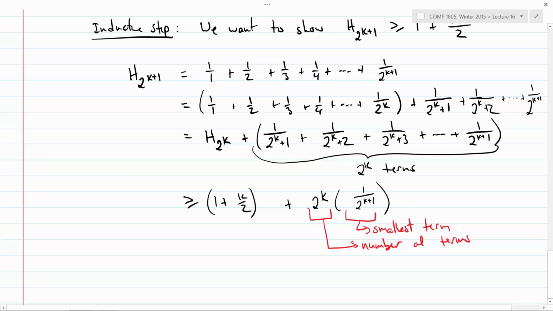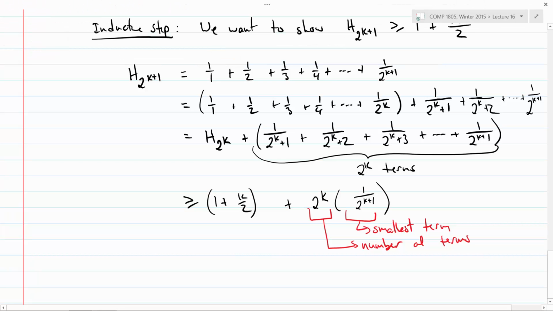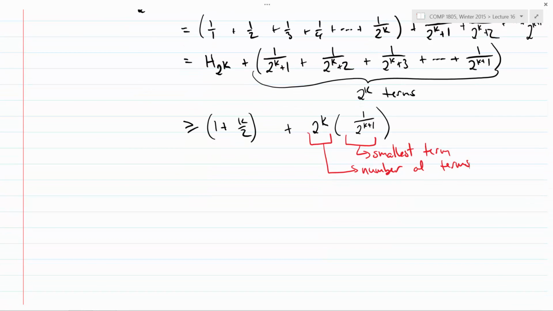You could do the exact same trick to get an upper bound. You would say it's less than or equal to the number of terms times the largest term. That would do the same kind of thing, but in the other direction. All right, so now we're kind of happy because we've got rid of all of the ellipses. And now we have something simple that we can work with. So let's do that. We have 1 plus k over 2 plus 2 to the k over 2 to the k plus 1.